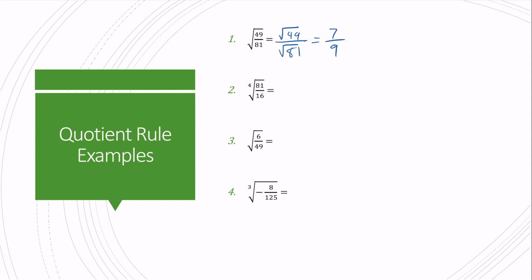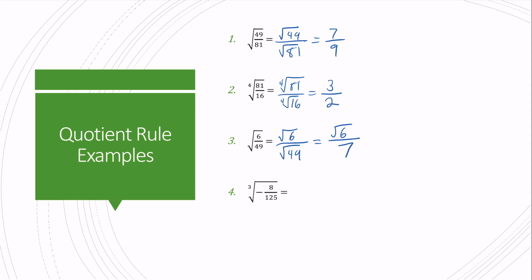Next, I'm taking the 4th root of 81 over the 4th root of 16. The 4th root of 81 is 3. The 4th root of 16 is 2, so I have 3 halves. For problem 3, I have the square root of 6 over the square root of 49. Well, the square root of 6 can't be simplified, but the square root of 49 is 7.